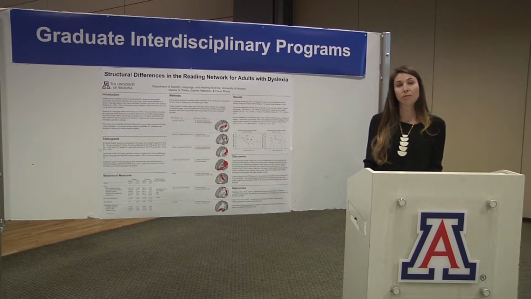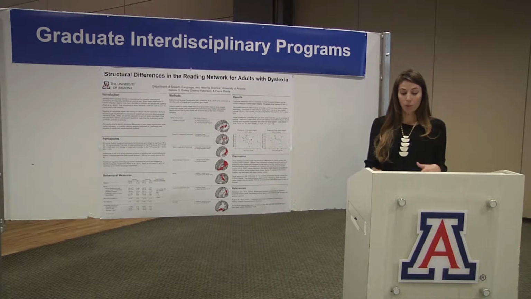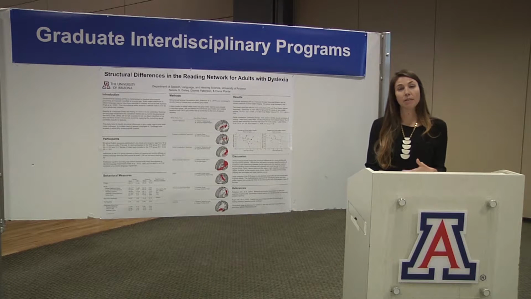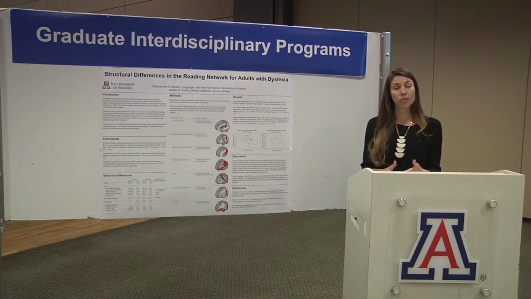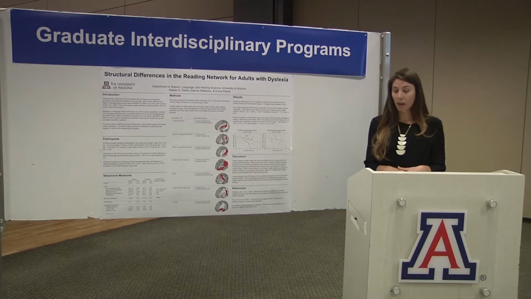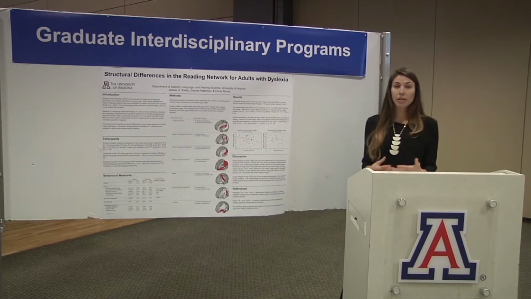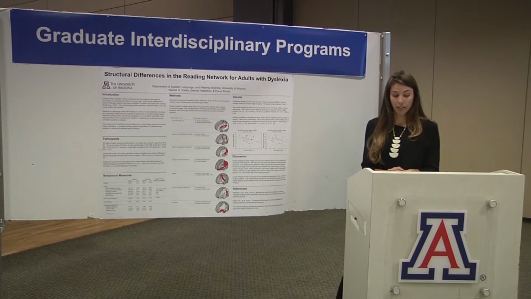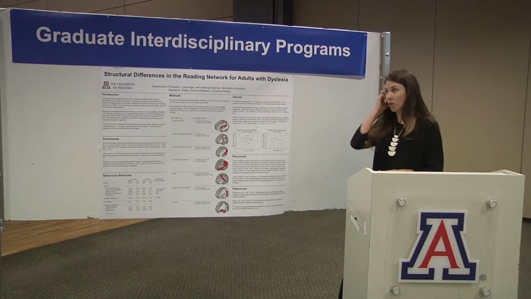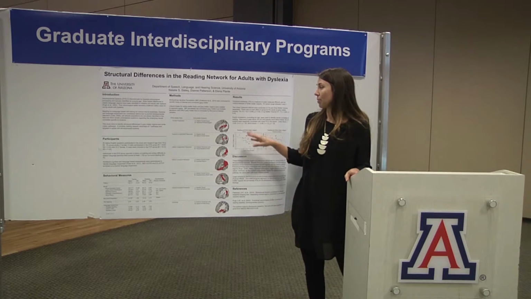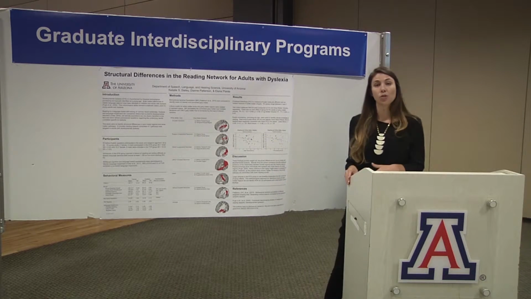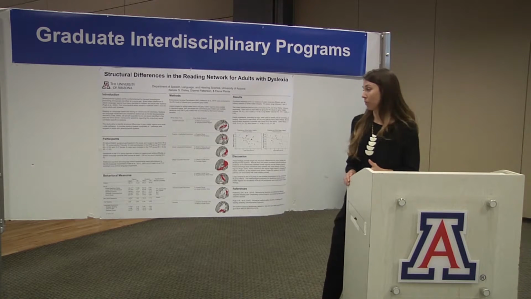So poor decoding for this study was defined as a score of 85 or lower on a non-word or pseudo-word reading task. I targeted 7 different white matter pathways that make up the reading network and their connected cortical regions. So I used a novel technique called bidirectional iterative parcellation to identify these particular pathways.